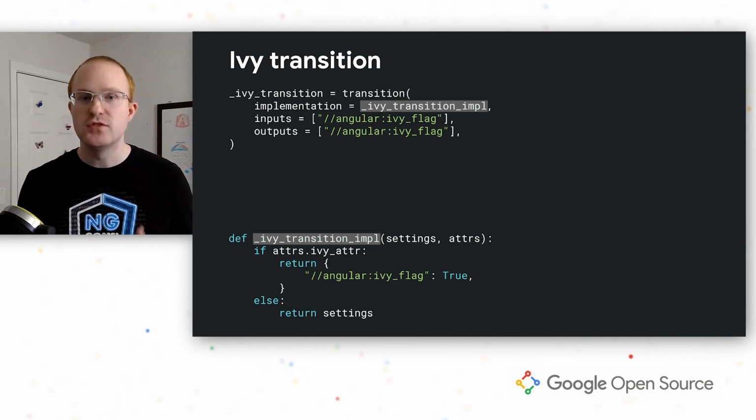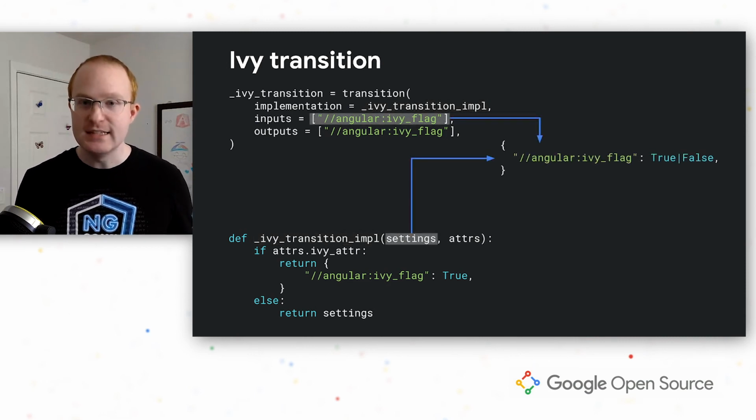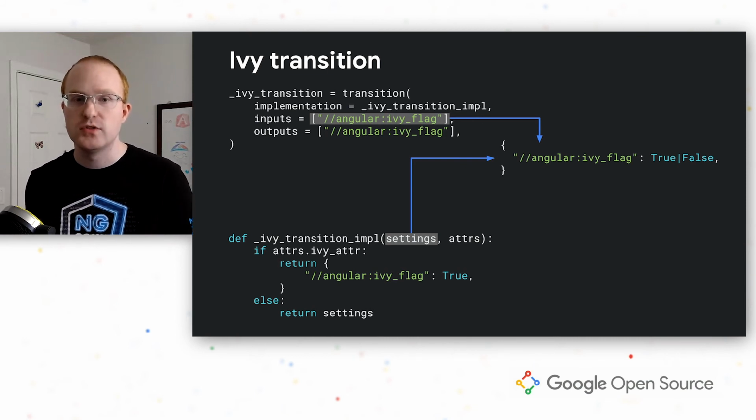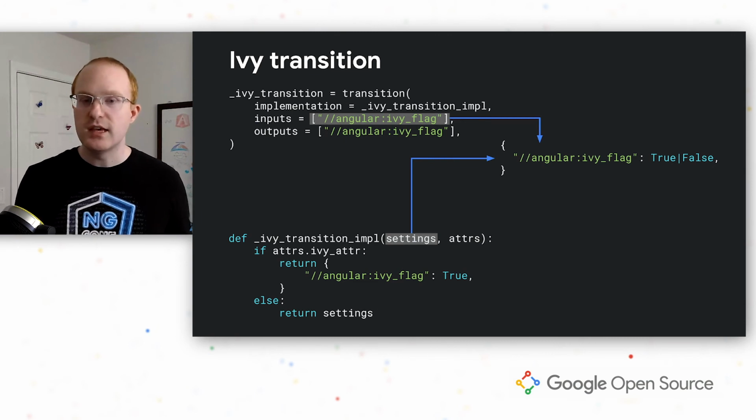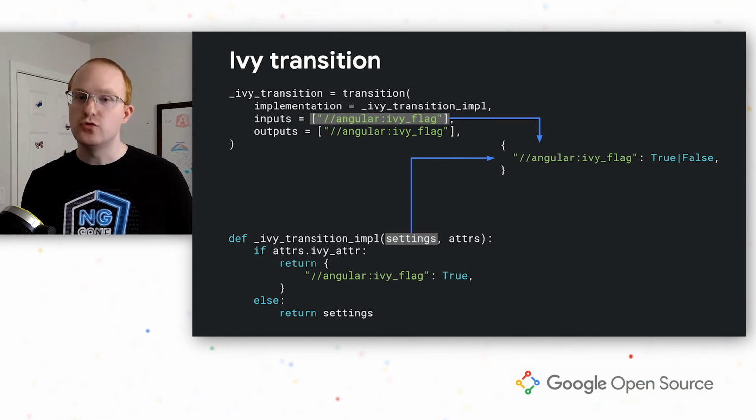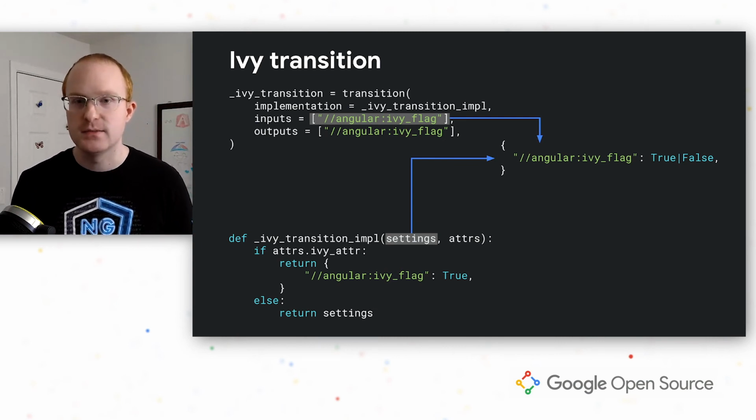This function receives two parameters. First, it gets a settings dictionary, which contains the input configuration flags which we declared as inputs mapped to their current values. In this case, it would be a dictionary with the Angular Ivy flag mapped to whatever its value is in the configuration that we inherited. This is essentially whatever the inherited value for the Ivy flag is.